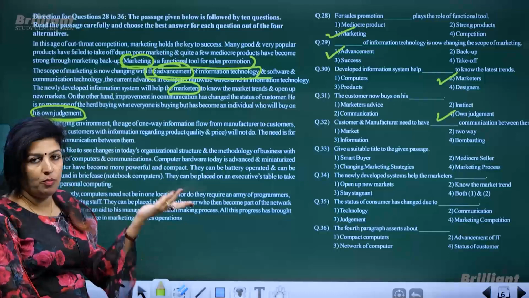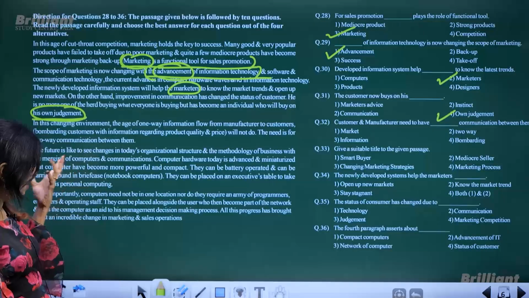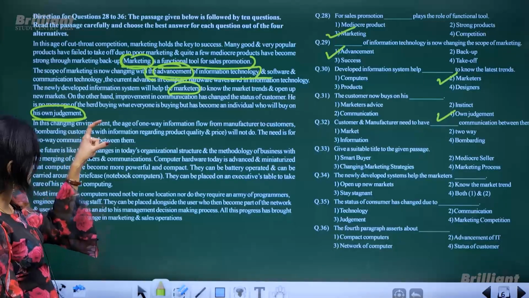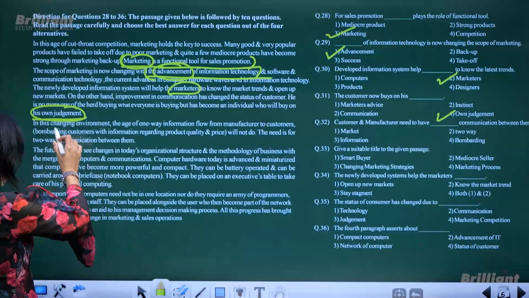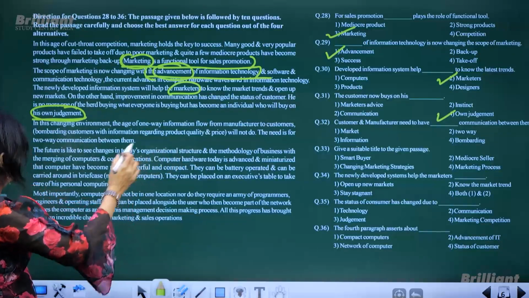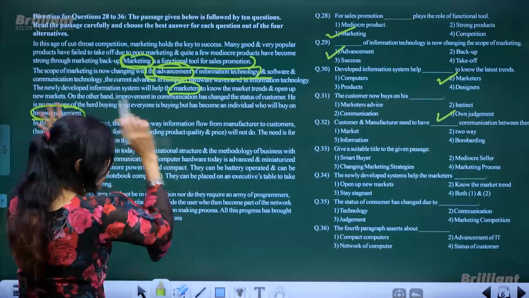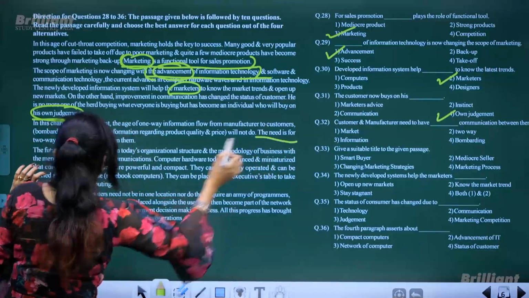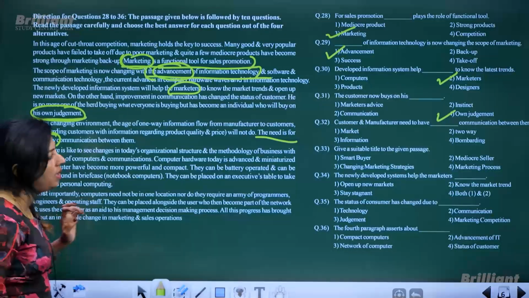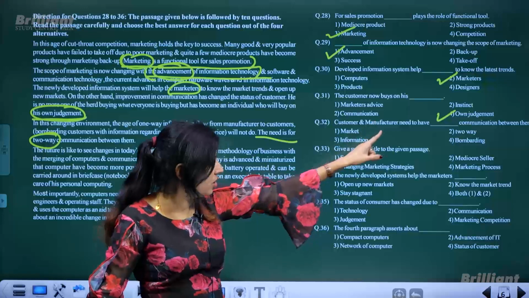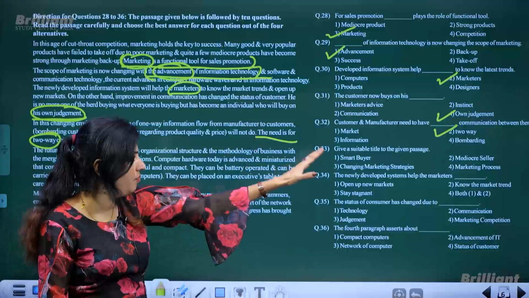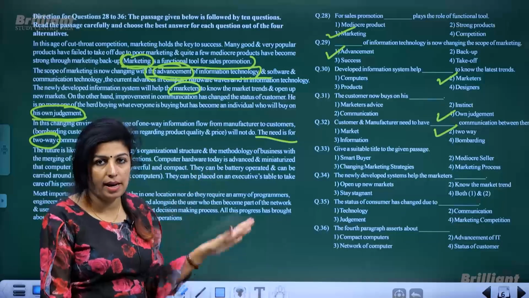See, obviously you might have got the answer, but still let us find out that particular sentence with which we can see this one, this small paragraph. Okay. In this changing environment, the age of one-way information flow from manufacturer to customers will not do. The need is for two-way communication between them. Between the customer and manufacturer, two-way communication is required. Again taken from the passage as it is, exactly in the same way.